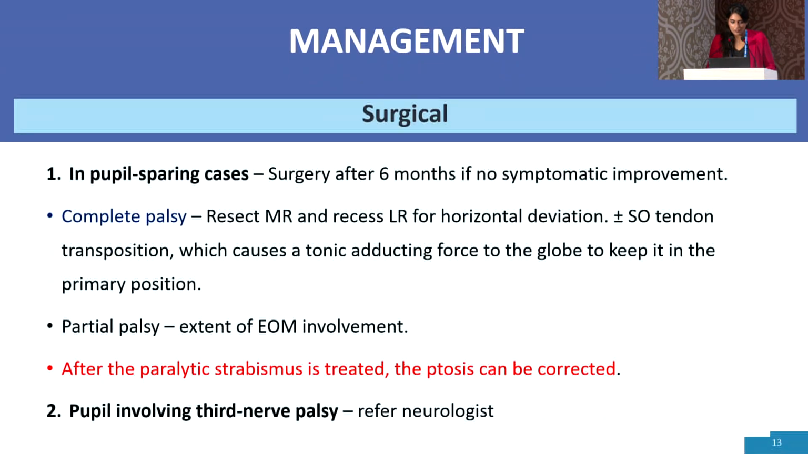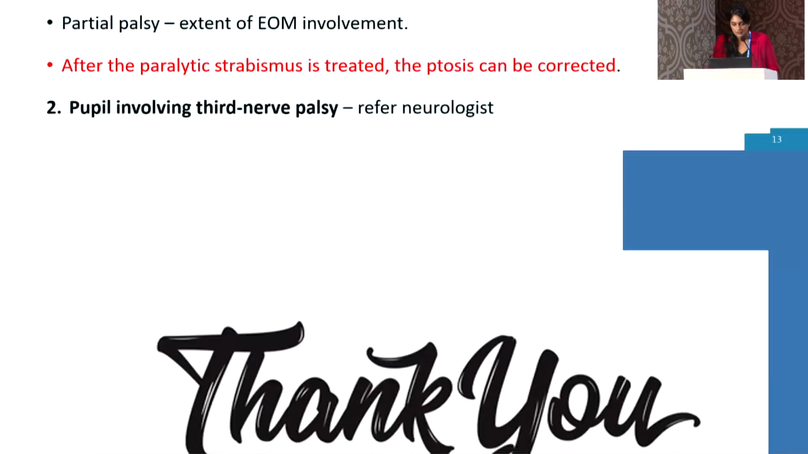Surgical management: you resect the medial rectus and recess the lateral rectus for horizontal deviation, with superior oblique transposition if required to keep the eye in primary position. And for pupil involving palsy, you have to urgently refer the patient to a neurologist. Thank you so much.